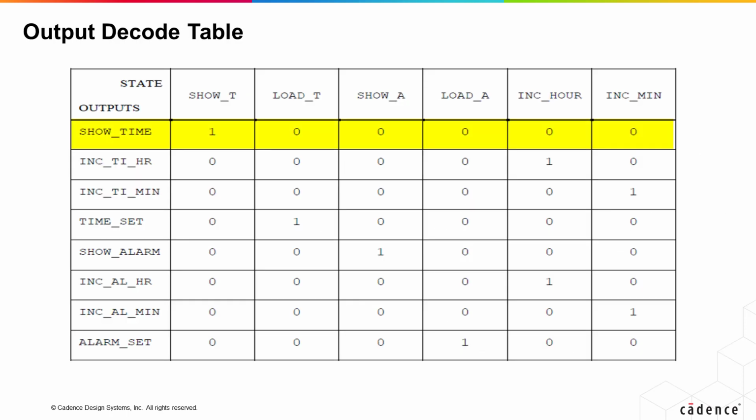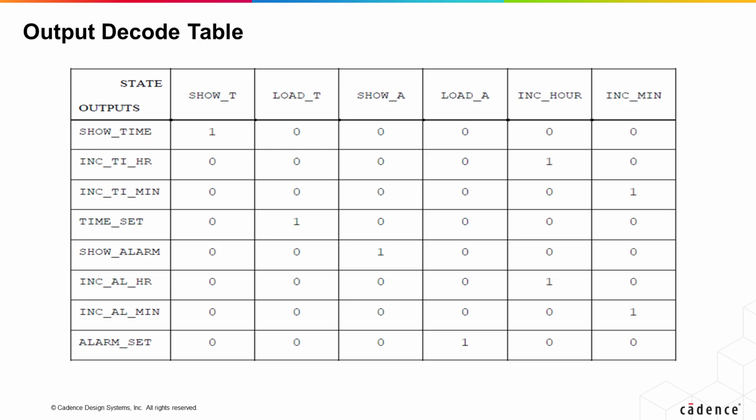The value of the outputs in each of these states is shown in the output decode table. While in show_time state, the output show_t goes 1 and every other output is driven 0. While in increment_ti_hr state, the value of increment_hr goes 1 and every other output is 0. While in increment_ti_min state, the value of increment_min is high and every other output is driven 0, and so on. Similarly, while in show_time state, if AL goes high, it goes to show_alarm state, and so on.